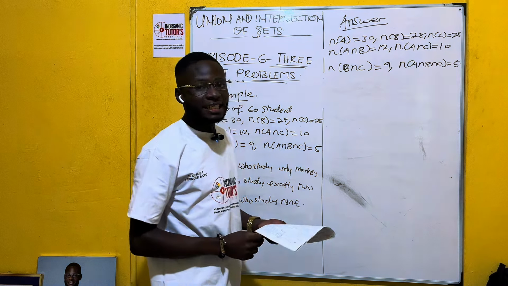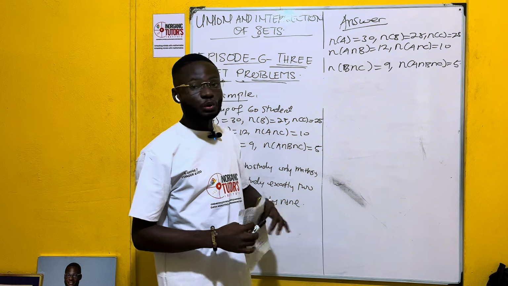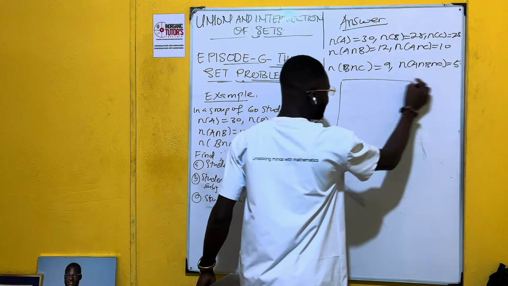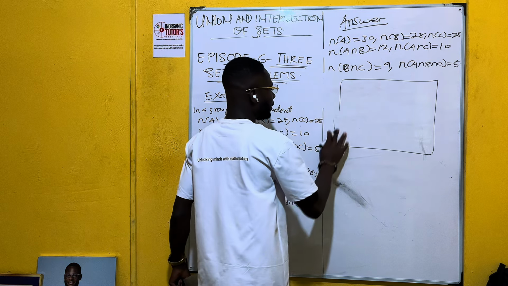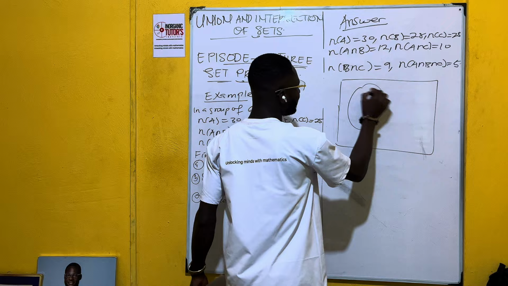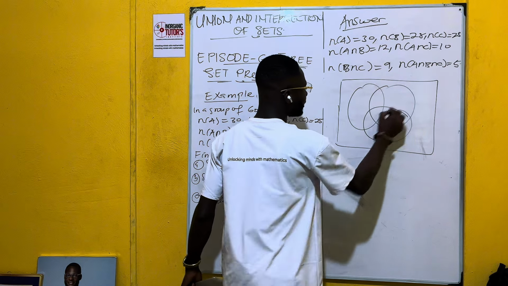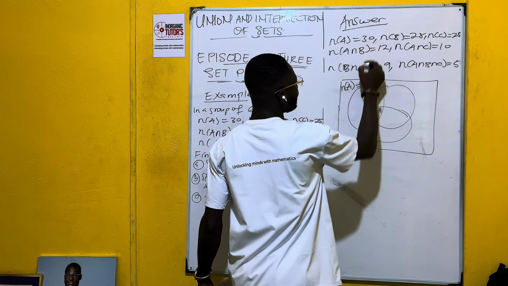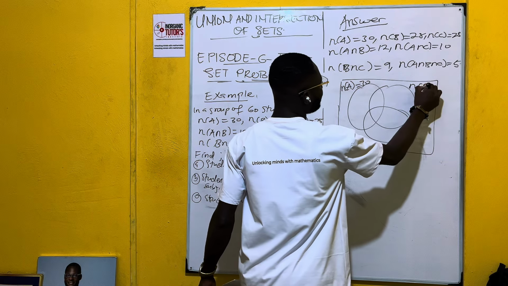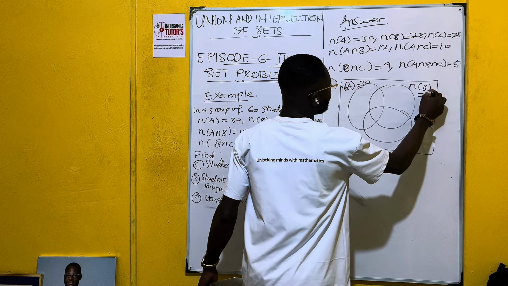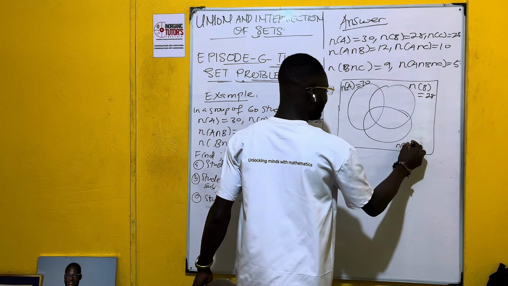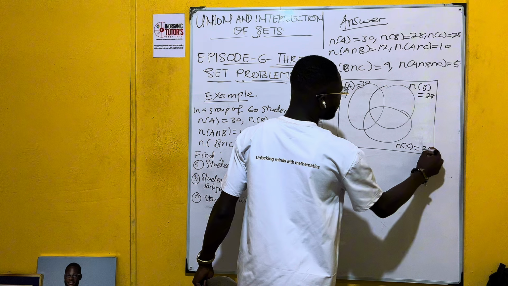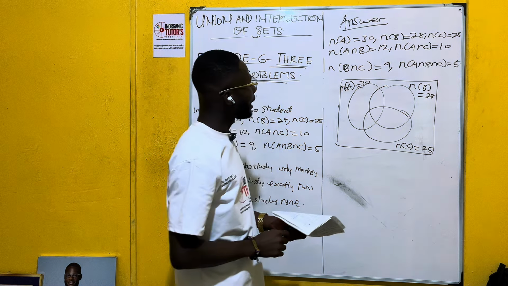Right. Now, let's base on this information to draw our Venn diagram. So let's have our 3 sets: set A, set B, and set C, right? So we call this n(A), which is 30, n(B), which is 28, and then we have n(C), which is 25, right?